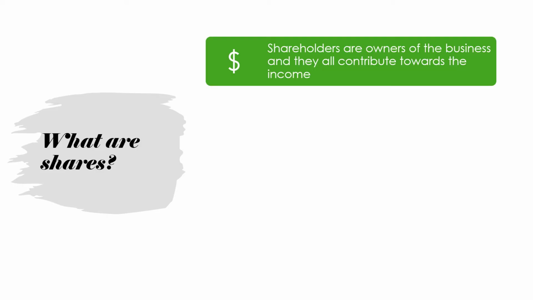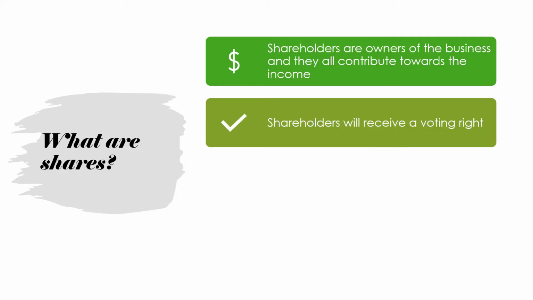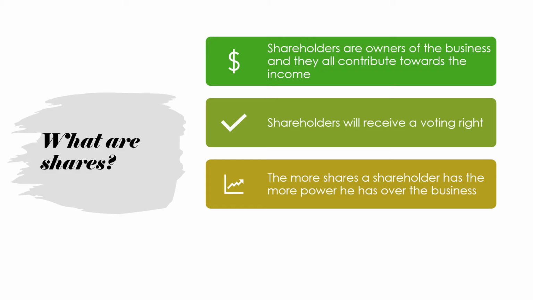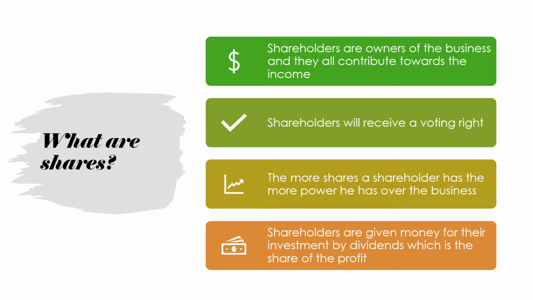Shareholders are owners of the business. They all contribute towards the income of the business. Shareholders are going to receive a voting right, and that's because they have a share in the business. The more shares a shareholder has, the more power they have over a business. Shareholders are given money for their investment, which is known as dividends, which is their share of the profit.